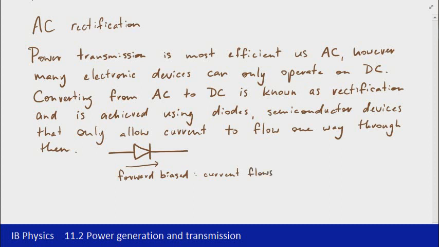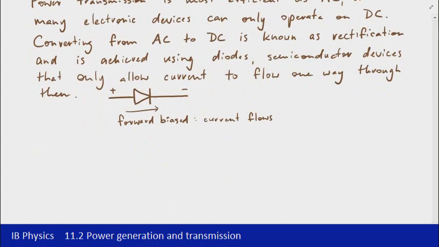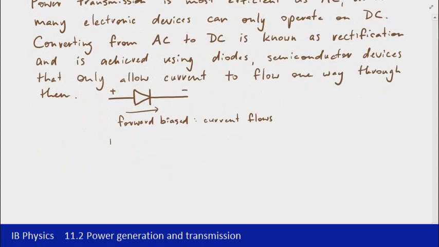When we're talking about forward bias, we're basically saying that the left here is going to be at a higher potential than the right, so that would be a forward bias diode. If we had the diode connected the other way, keeping the plus and minus at the same orientation, in the opposite direction, that would be known as reverse biased. And for a reverse bias diode, no current flows.